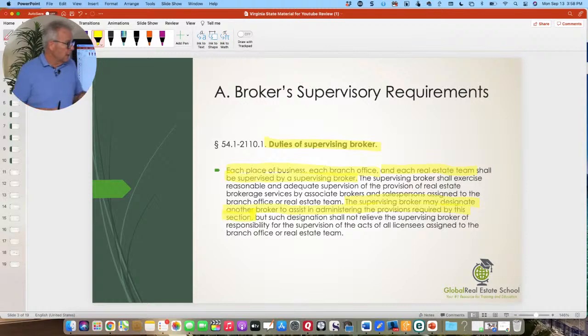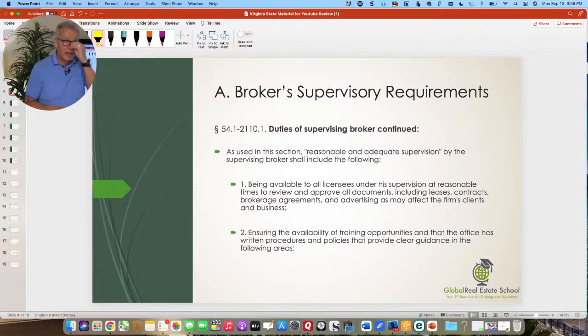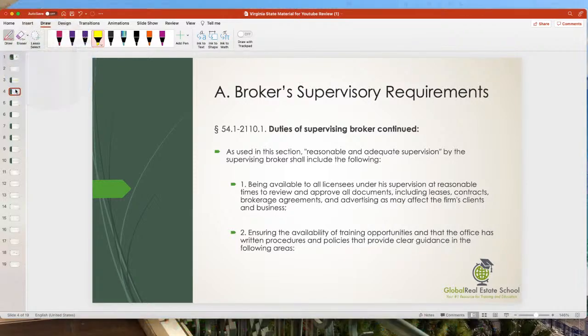So I have to really stay on top and keep a good notice of what's happening in that scenario. So going on with A, duties of the supervising broker continued. I'm pulling this right from the license law: reasonable and adequate supervision. I think that's pretty self-explanatory.